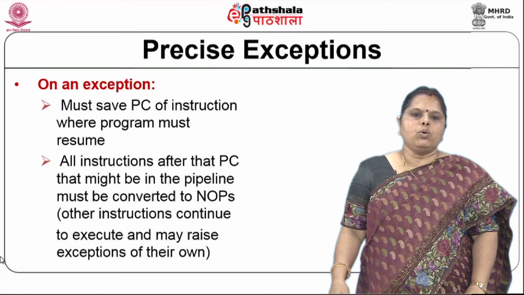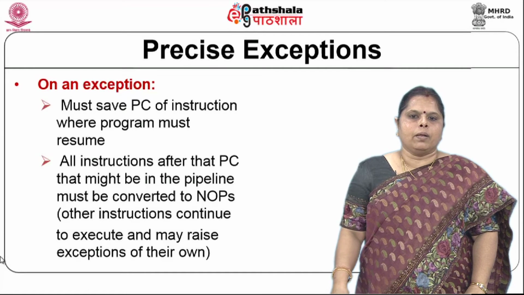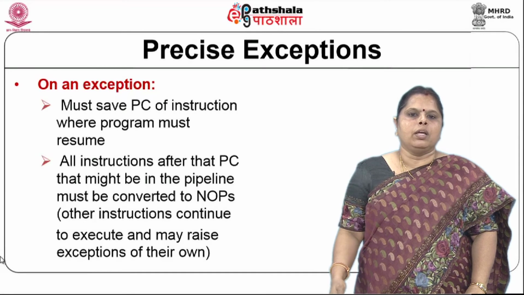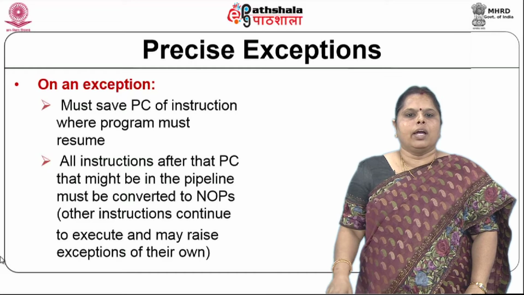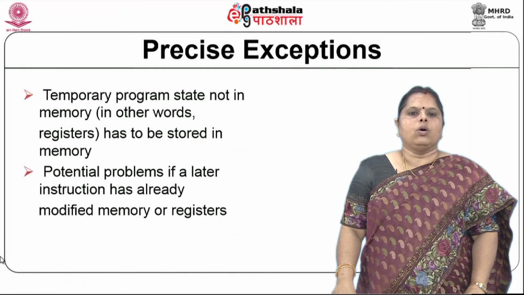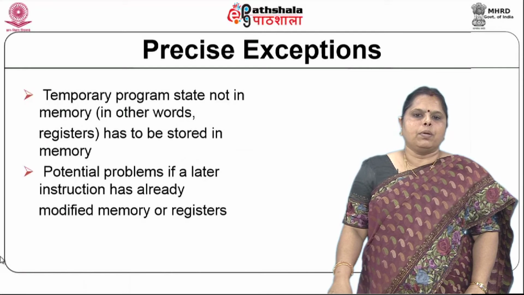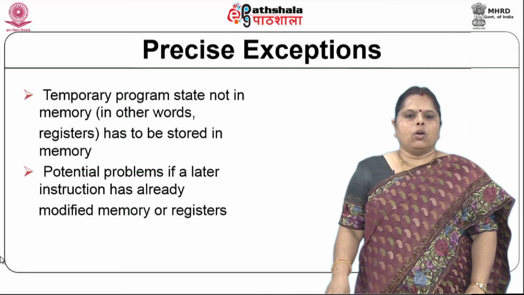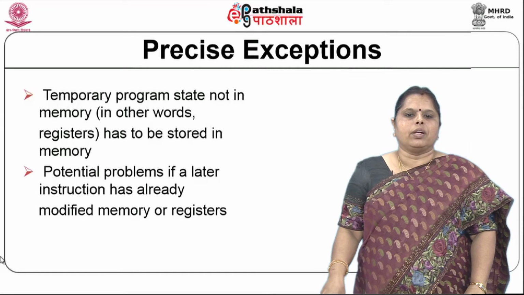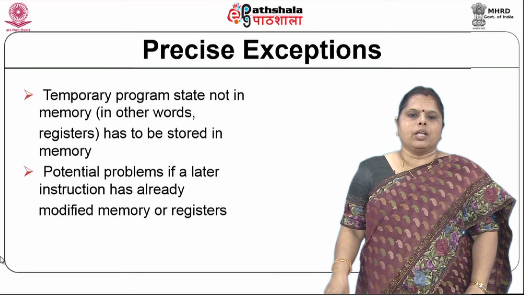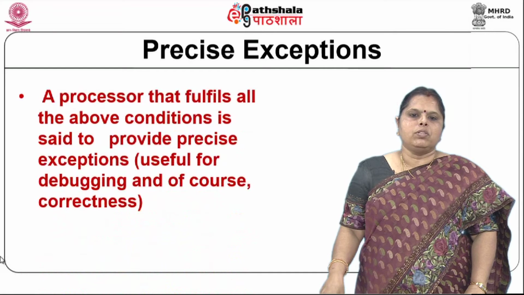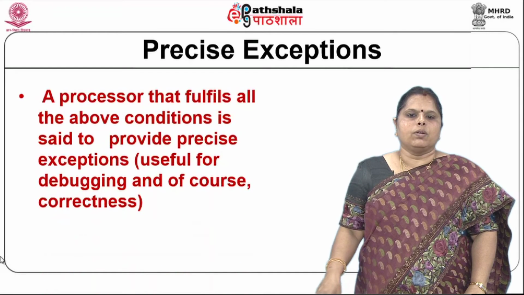Now, if you are able to recreate the state of the pipeline as an exception is generated, and start off wherever you left off, it is called a precise exception. In this case, the temporary program state not in memory, for example registers, has to be stored in memory, and obviously you are going to have potential problems if a later instruction has already modified the memory or registers. How do you recreate the original state? That becomes a problem. So, a processor that fulfills all the above conditions is said to have precise exceptions.